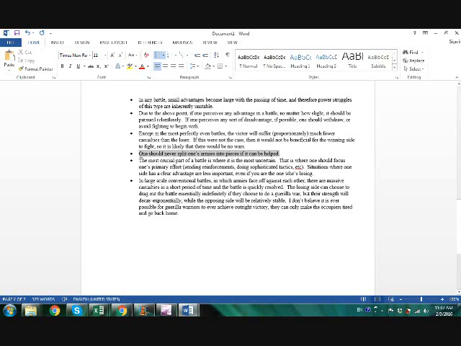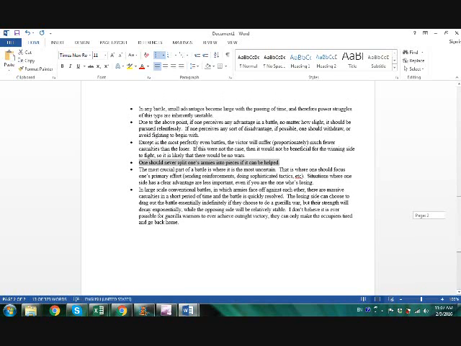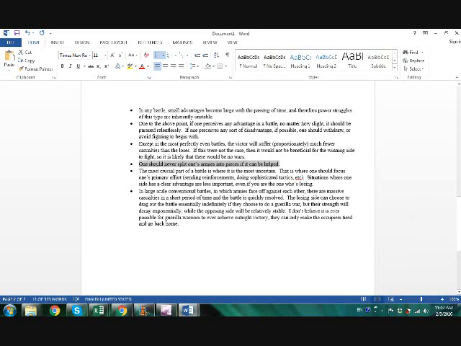You should never split your army into pieces if it can be helped. That effectively makes your army smaller. The most crucial part of the battle is where it's most certain. That means if there's a battle that's sort of spread out, I did some math that modeled it.